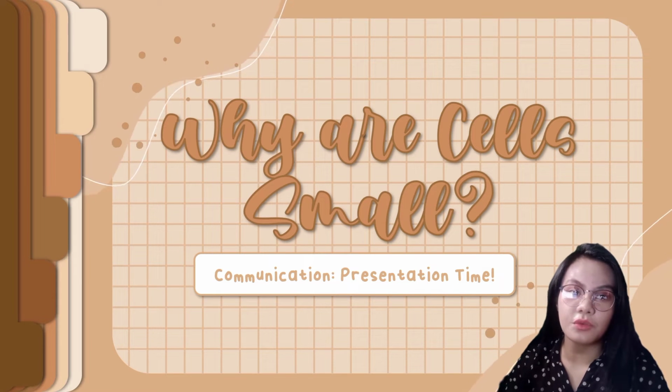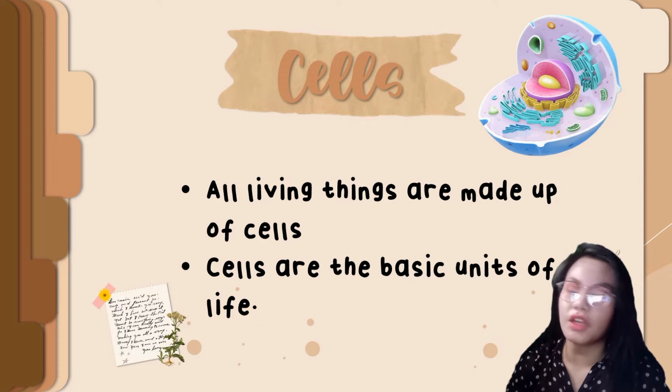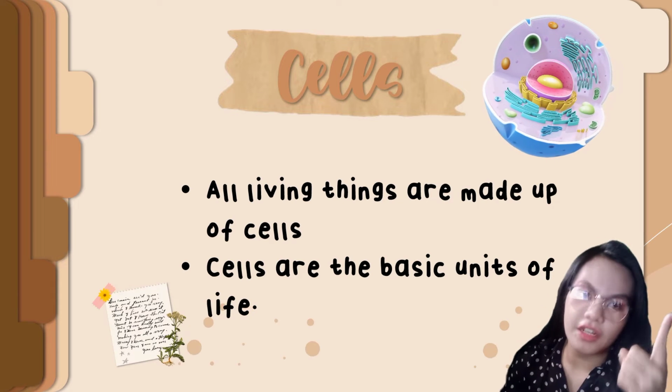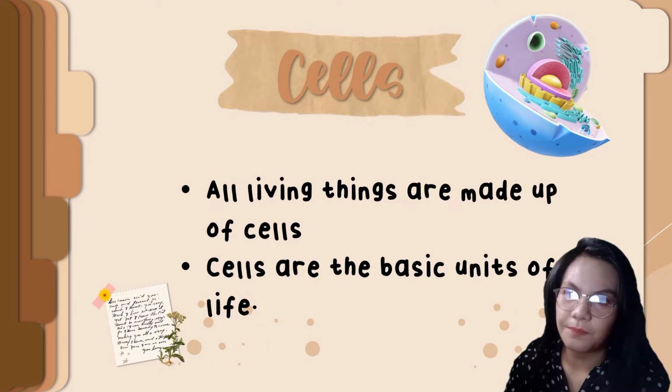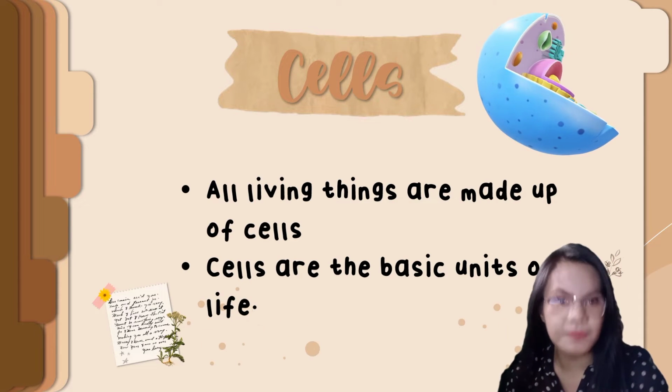Today I'm going to talk about why cells are small. To begin with, let us review the characteristics of living things. The first mentioned characteristic is that all living things are made up of cells. And we all know that cells are the basic units of life.